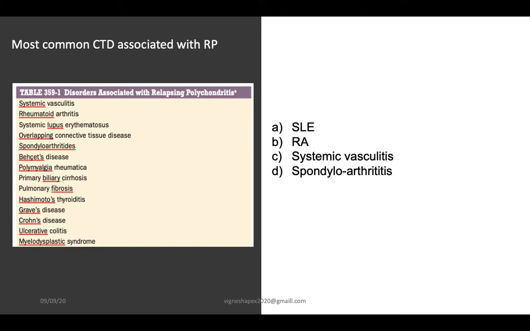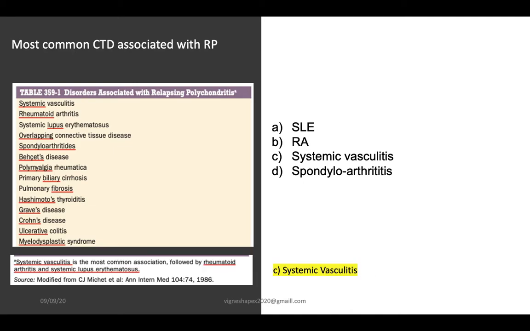Let us start this rapid revision of Harrison-based rheumatology. Okay, so in this short video, we'll be discussing relapsing polychondritis. We'll start this session with a simple MCQ: which is the most common connective tissue disease that is associated with relapsing polychondritis? The answer is systemic vasculitis.